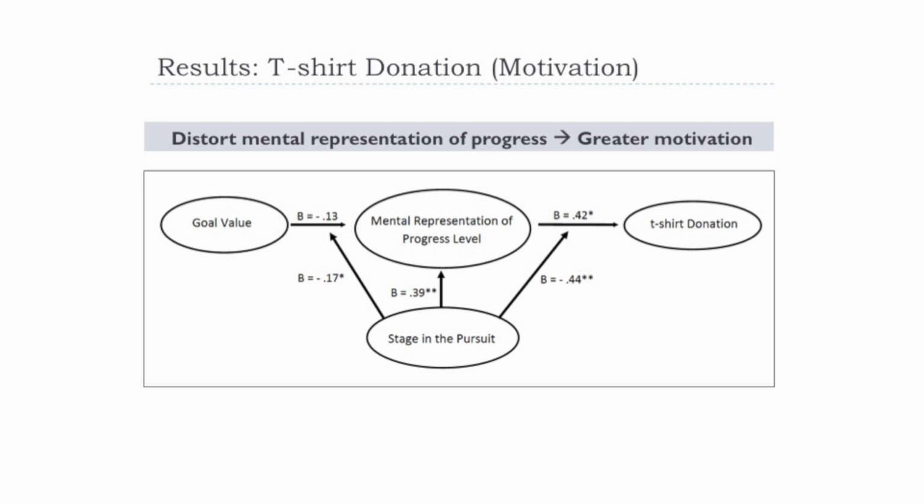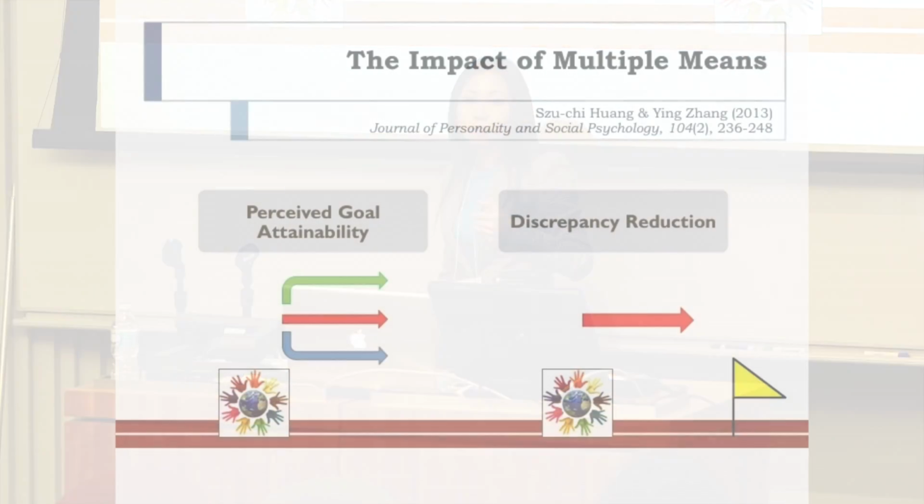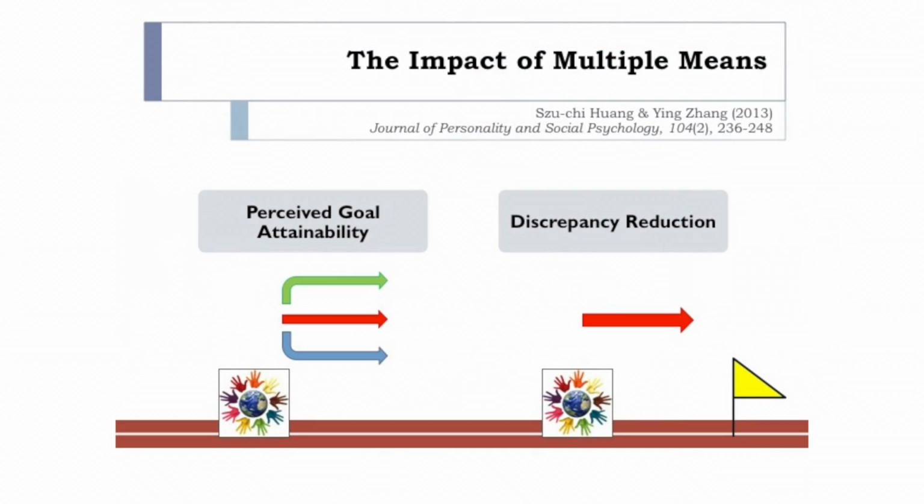Lastly, I want to talk about how we can structure the goal to further enhance people's motivation in different stages. Specifically, should we give people multiple opportunities to donate or just one opportunity? And again, the answer is not easy. The answer depends on the stage you are in.